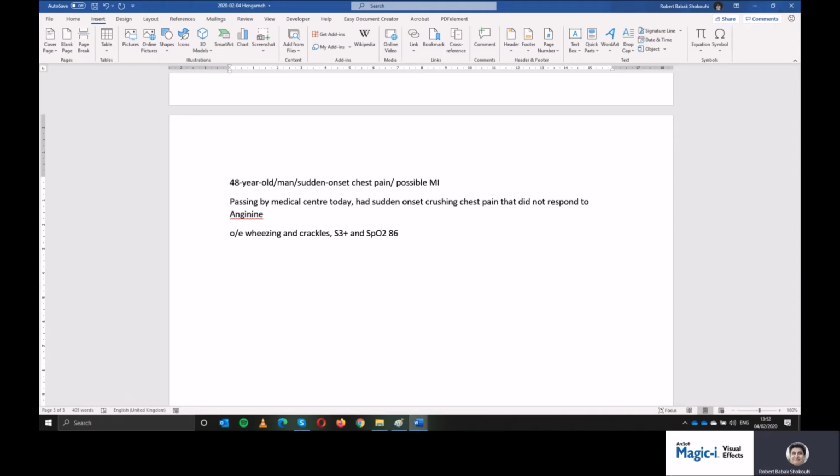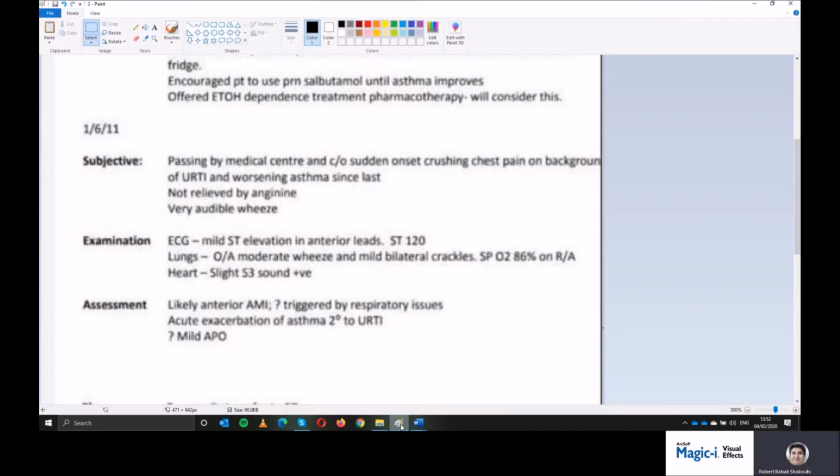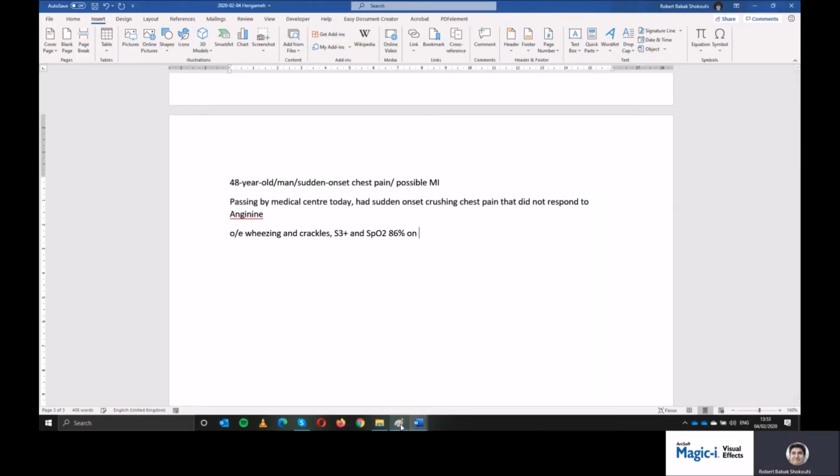Is that significant? Yes, significant. If you don't know the abbreviation, just write it. And then what did you do? And then ECG. The ECG shows ST elevation in anterior leads. Yes, exactly. And then what did I do?